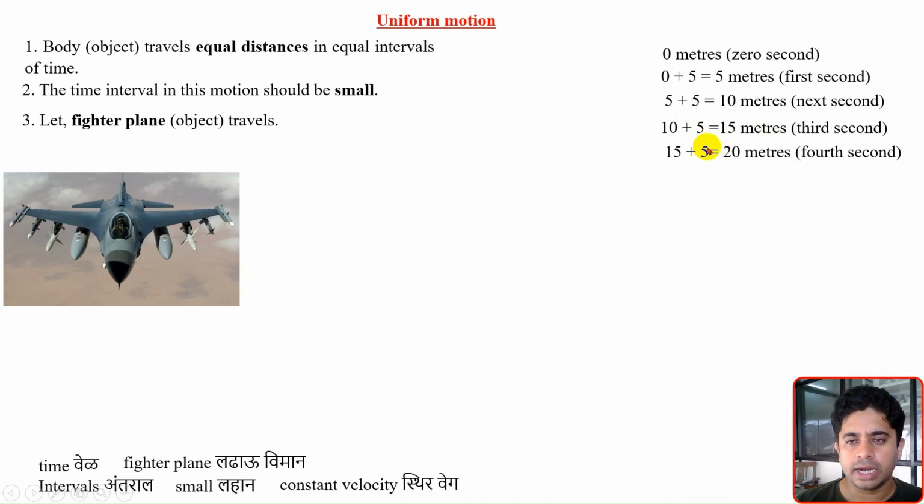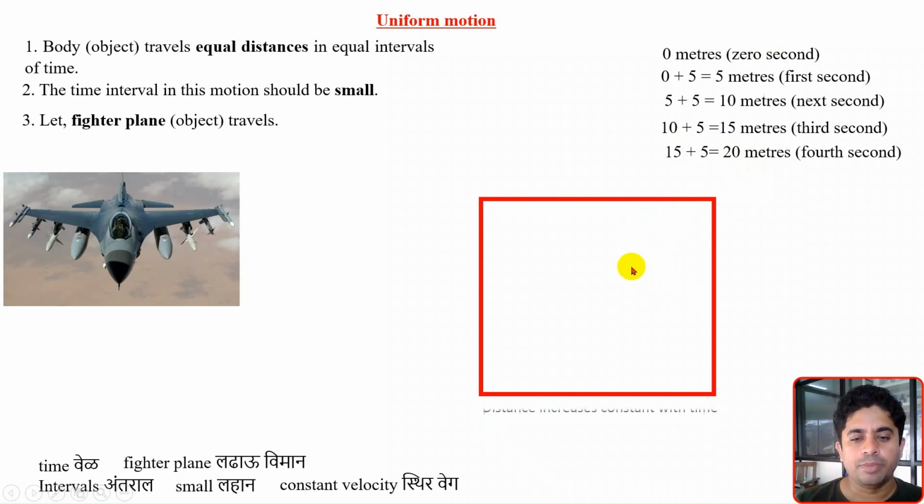In the fourth second, again an additional 5 meters. So now the total distance covered is 20 meters. So this is the journey time and the corresponding distance covered that we will consider now. One important thing we are observing in this distance and time relation is that the distance traveled by the fighter plane increases with time. As time is progressing, the distance covered by the fighter plane is also increasing with respect to time.